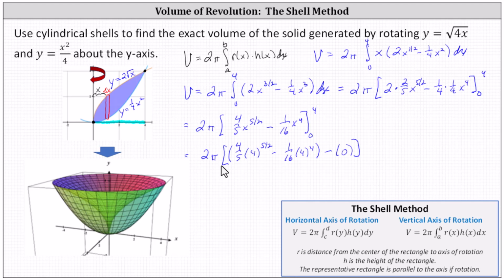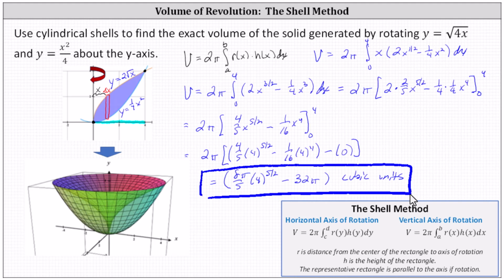And now we'll distribute 2 pi and do a little bit of simplifying. Let's write the final volume as 8 pi divided by 5 times 4 to the power of 5/2 minus 32 pi. And because this is volume, this would be cubic units. I hope you found this helpful.